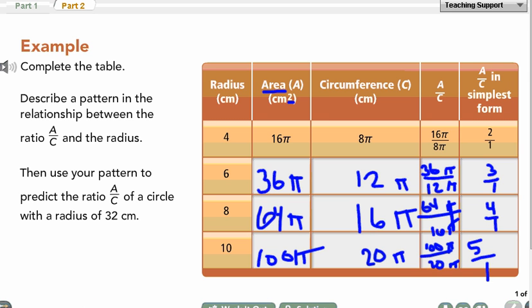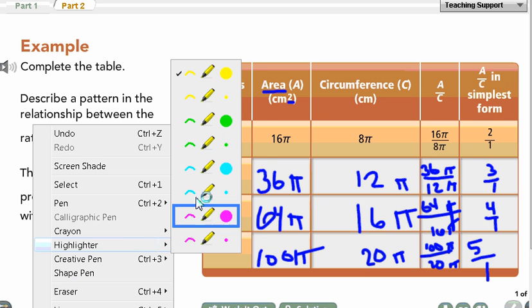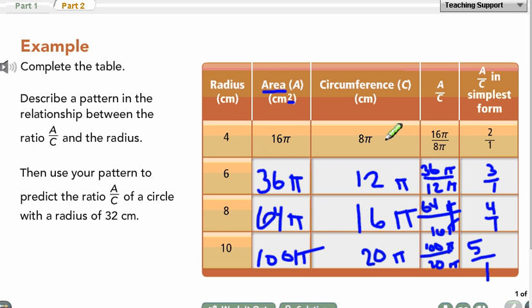Now, do you see any kind of patterns happening? Let me pull up a highlighter. Let's go for this blue. And I'm going to give you some suggestions. Look at this column, and this column. What do you see happening between the area and the circumference, the ratio of area to circumference?